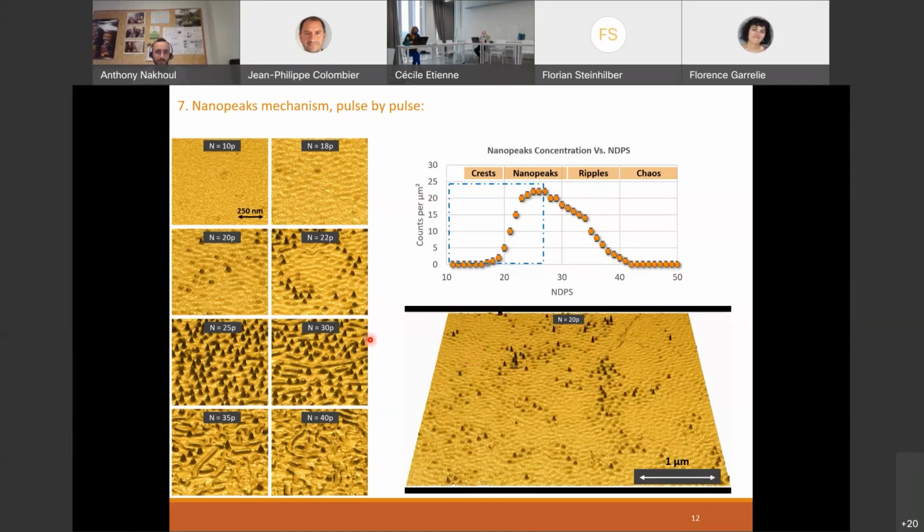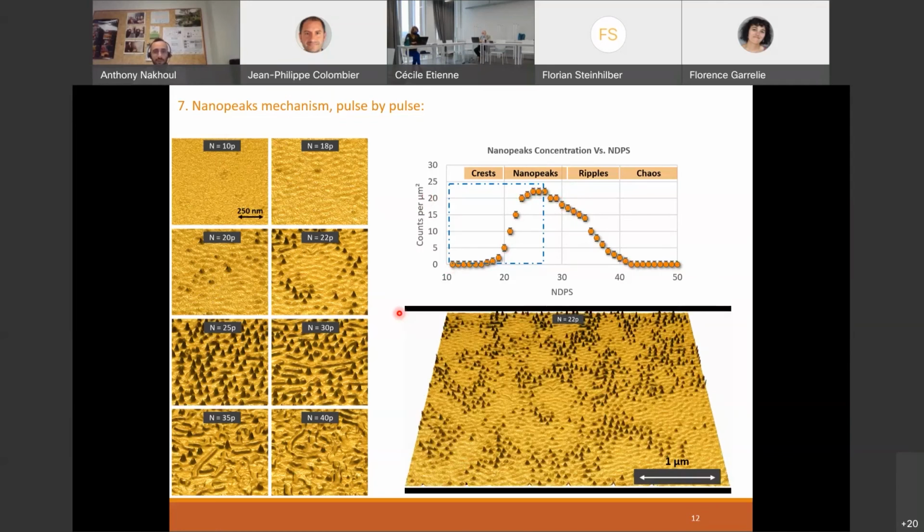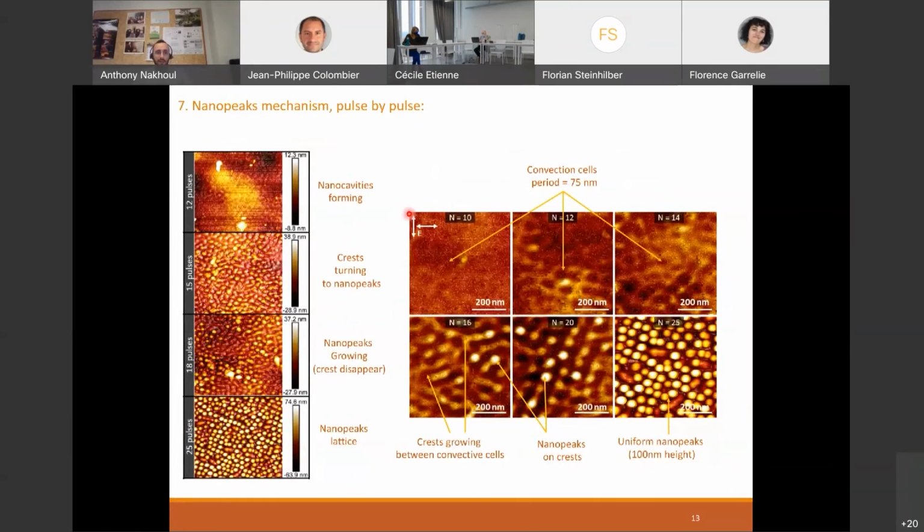And if we want to improve the resolution, I'm presenting the AFM images with a better resolution, and here also it's in progress. So we can see that at low pulses we have some nano cavities formation, and after, when increasing the number of pulses to 15, we can start seeing that we have some crests, and it's turning to nanopeaks, and we can see that some nanopeaks started forming, and here it's growing at 18, and after that it's well formed at 25 pulses.